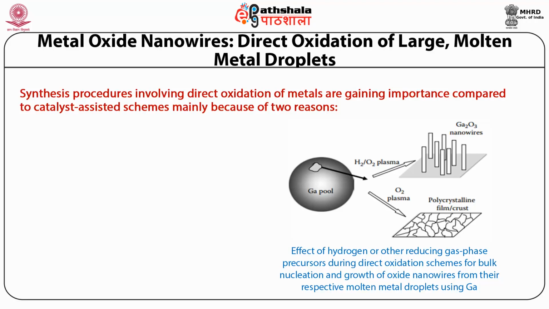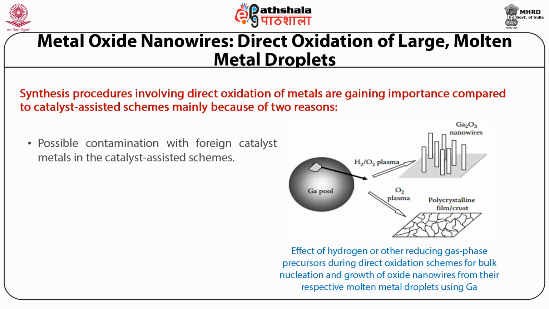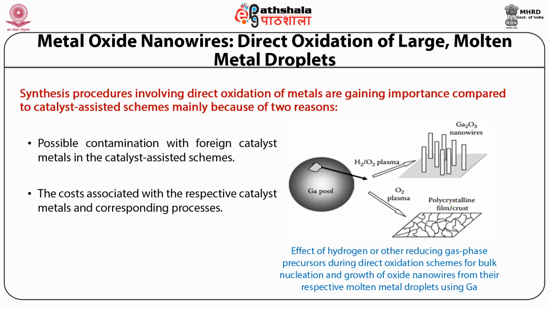these two reasons. The first one is a possible contamination with foreign catalyst metal in the catalyst assisted growth, and the second one is the cost associated with the respective catalyst metal and corresponding processes. The solubilities of oxygen and the respective oxide in the low melting point metal melts are expected to be negligible.